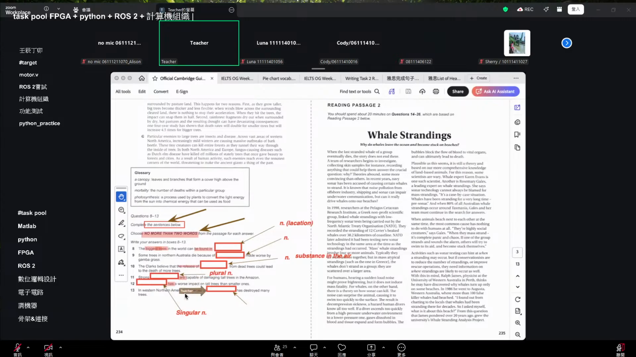13, a species of, again, it's going to be a noun. And we don't really know if it is going to be plural or singular forms. So we'll leave it this way.